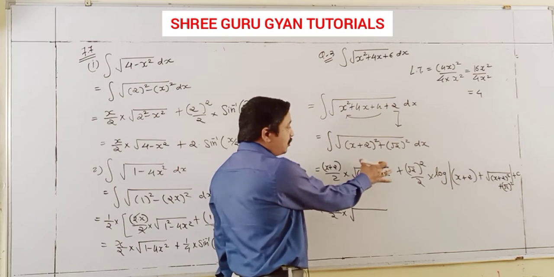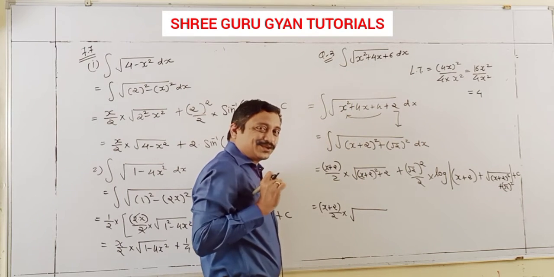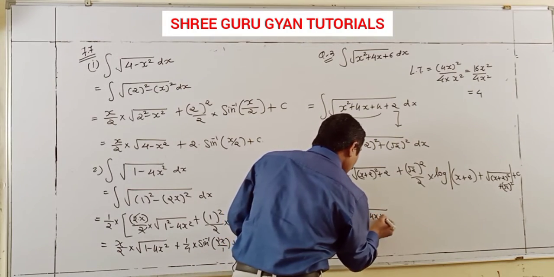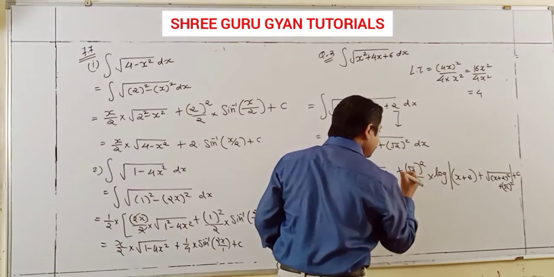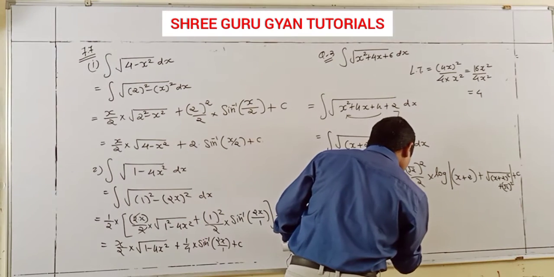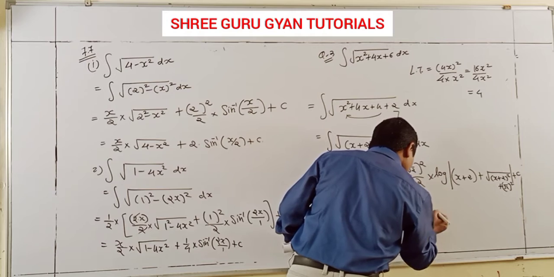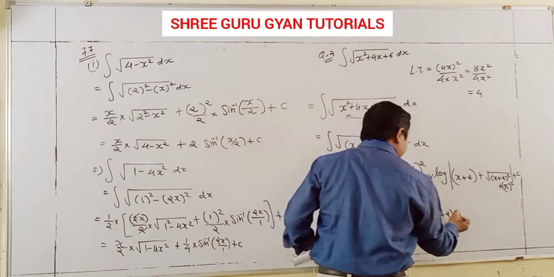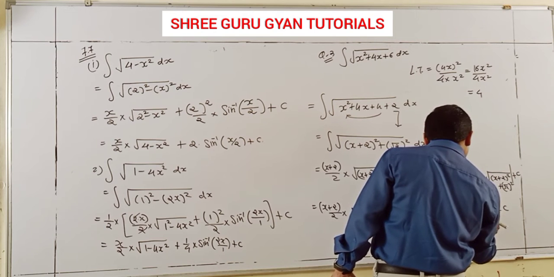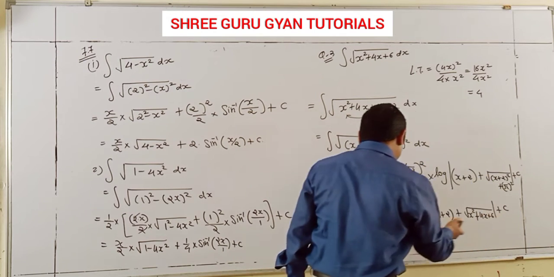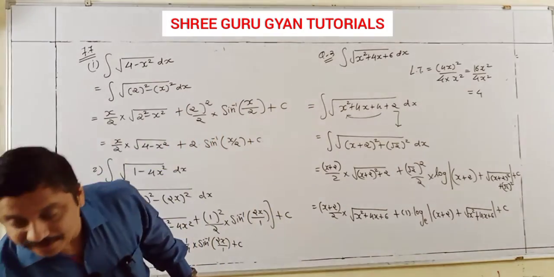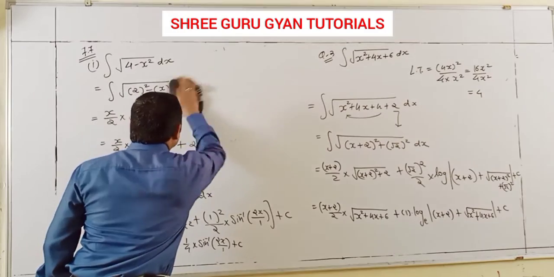This actually comes from the question, so only write the question. X square plus 4x plus 6. Now root 2 square, how much? 2. By 2 it is 1 and log of x plus 2 same and it is your x square plus 4x plus 6 same, and that's your final answer for question number 3, students. Now going to question 4th.